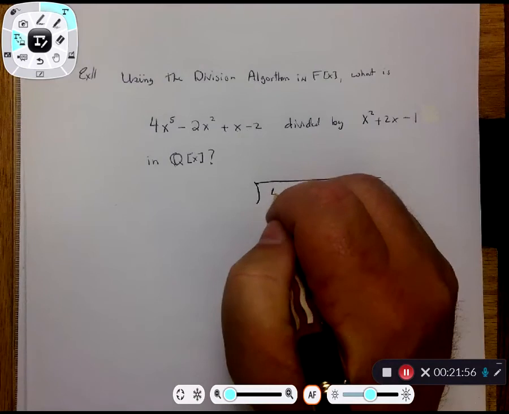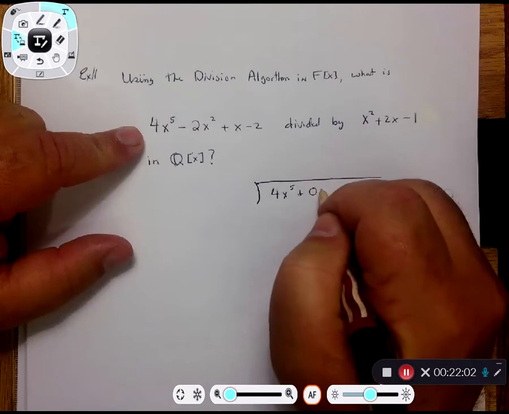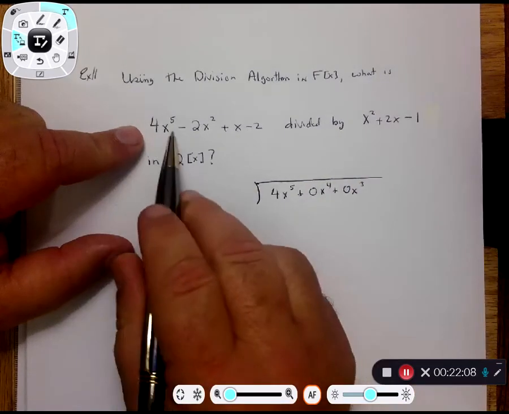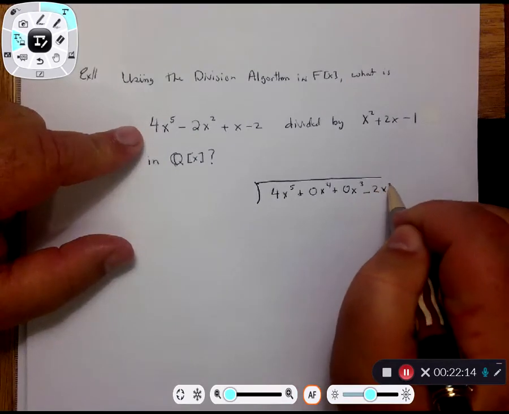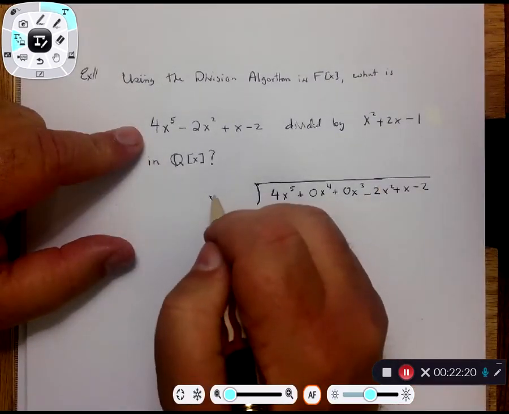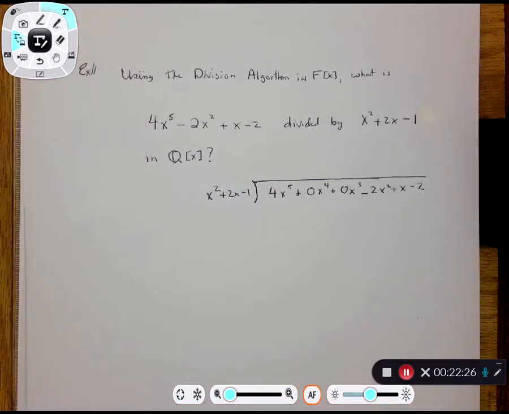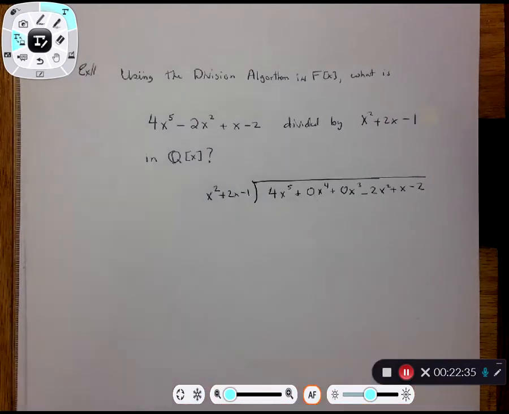So you end up getting 4x to the 5th plus 0x to the 4th plus 0x cubed, because there is no fourth degree term, there's no third degree term, minus 2x squared plus x minus 2, divided by your divisor, x squared plus 2x minus 1. So just put these zeros in there. The terms were missing because that's where most people would screw this up. If there's a term missing, whether it be in the dividend or the divisor, always put a 0 in for it because you want these polynomials to be in decreasing order.